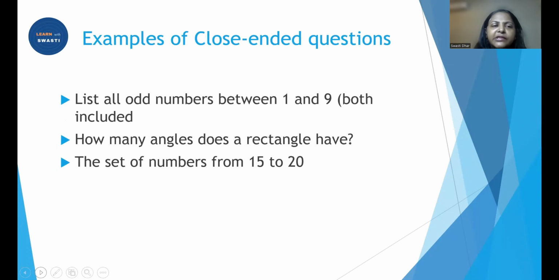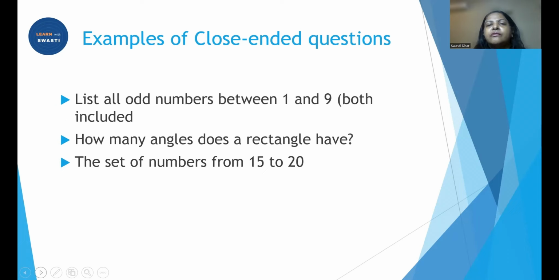Similarly, if I'm asking close-ended questions, if I say list all odd numbers between 1 and 9, both included, now the set is finite. Everybody will give the same 1, 3, 5, 7, and 9. Or how many angles does a rectangle have? It has 4 angles. And it's a set of numbers from 15 to 20. So similarly, questions like these become close-ended questions.